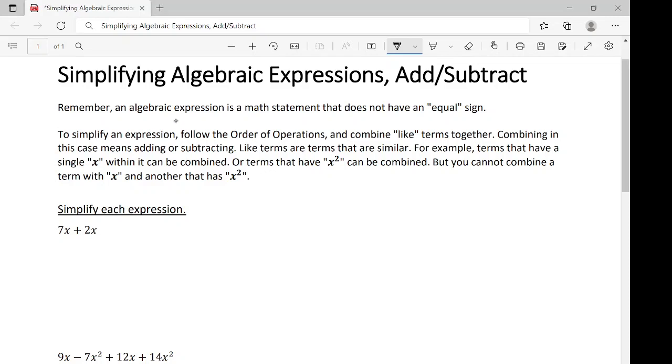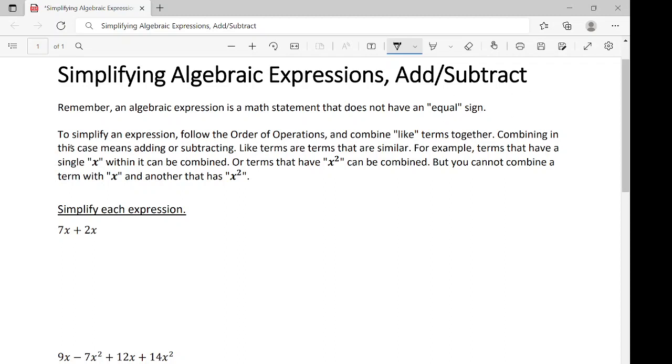Remember that an algebraic expression is a math statement that does not have an equal sign. It does not have one of these. If it does have an equal sign, it's an algebraic equation. So we'll work with that in a video later, but for now we're just going to work with expressions.